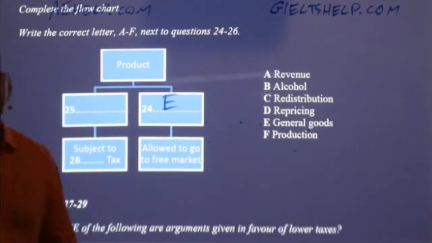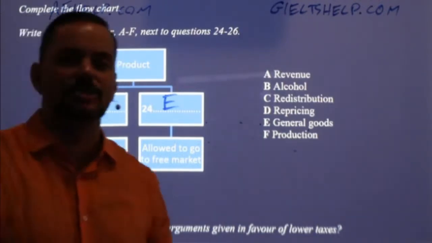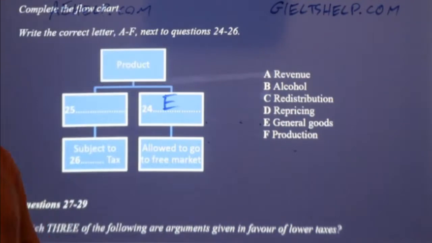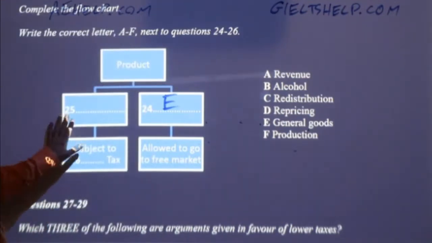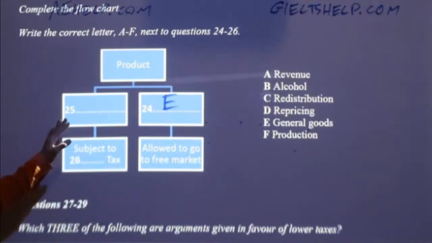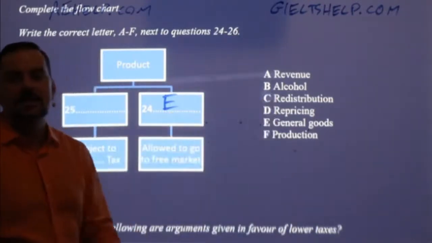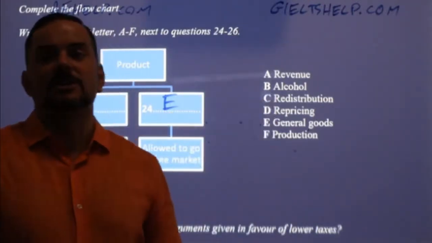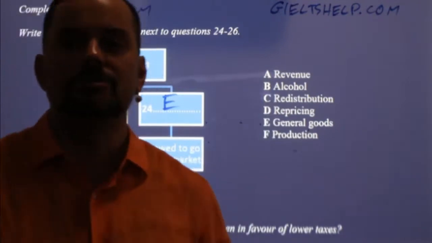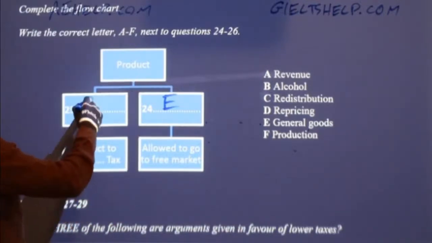So most everything that we buy, you can just compete with freely. There's no special tax, goes to the market. 25, subject to some kind of a tax. So what is subject to some kind of a tax? Is it revenue? That doesn't make sense. Is it alcohol? Well, especially for those people who live in countries where alcohol is sold, you will know that prices are always different because alcohol has a special kind of tax.